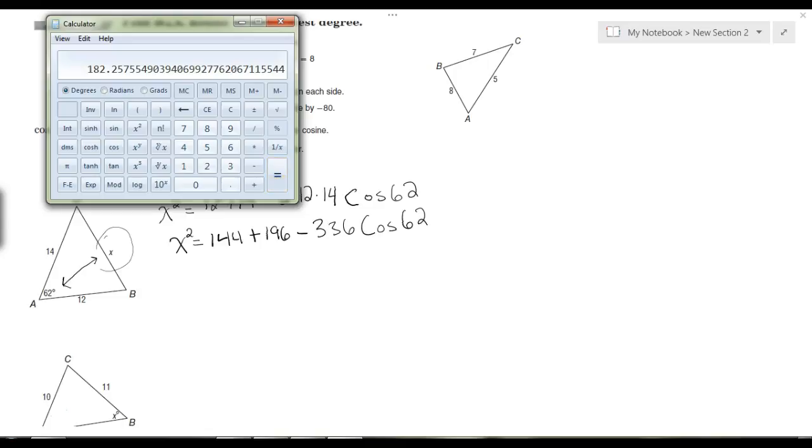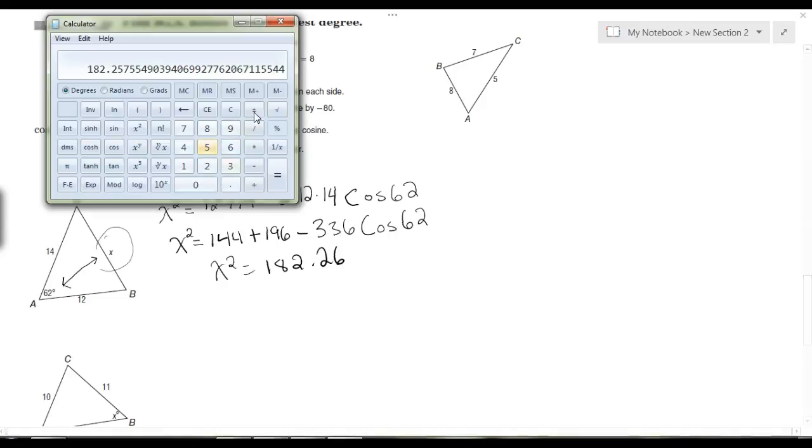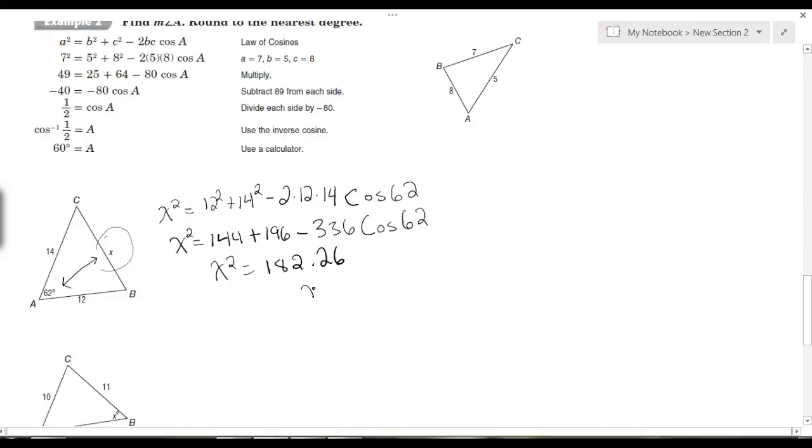So I'm going to say x squared equals 182.26 when I round. X squared equals 182.26. Let's see what the square root of that is. Square root of that is 13, which looks really good with our diagram. So let's go ahead and write that down. X equals 13.